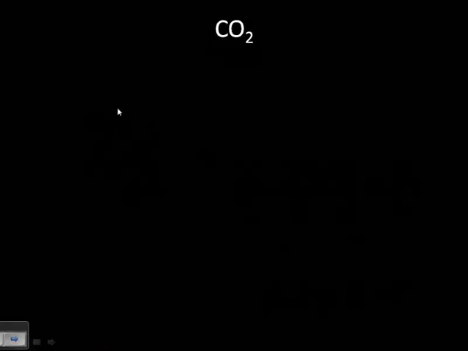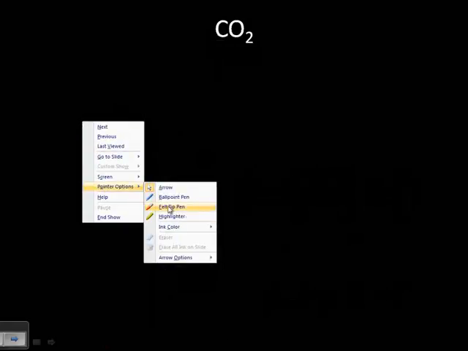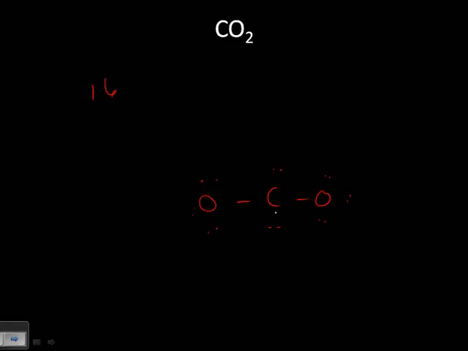Carbon dioxide. Carbon has 4 valence electrons. Each oxygen has 6 for a total of 12. So it's going to be 16 electrons. Put carbon in the center. Assume single bonds. Give everybody a full valence shell. When I do that, I use 8, 10, 12, 14, 16, 18, 20. Got to get rid of 4. Let's just get rid of those.